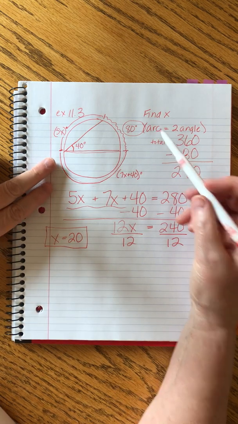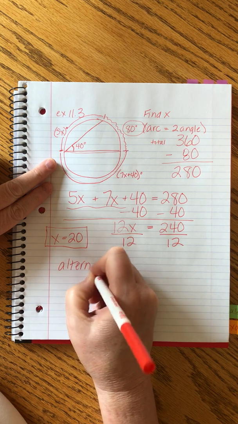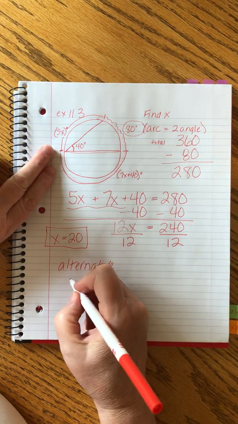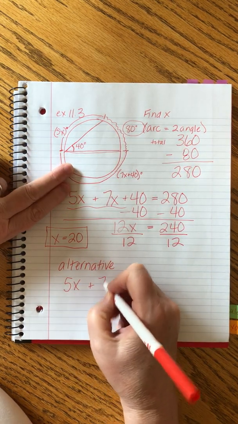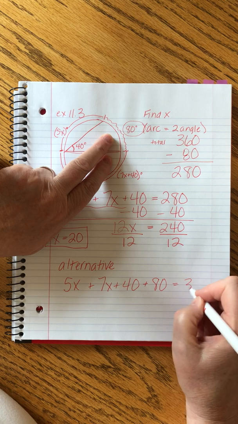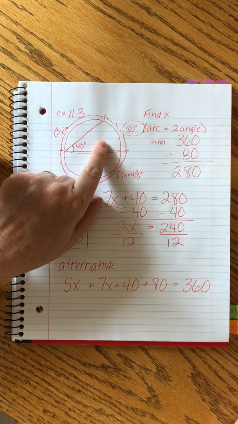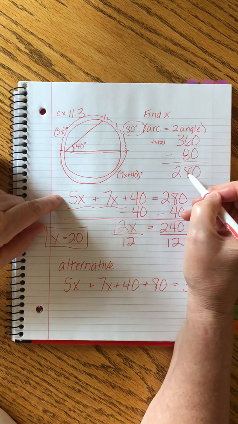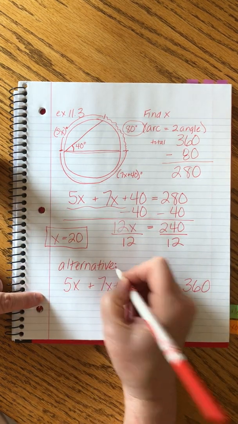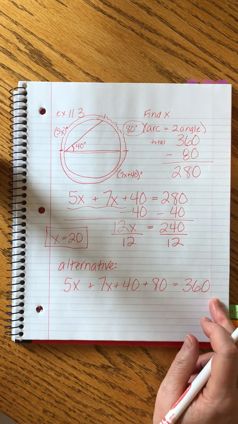Another way that you could set this up, and it might fit better in your brain, is to say, okay, once I know this is 80 degrees, I could say 5x plus 7x plus 40 plus 80, that's the whole circle, right? This is another way to set this up. I mentally subtracted the 80 first and set this equal to the rest of it, but this is another way that your brain might see it better. And we would solve it and get the same answer because we would just subtract the 80 and the 40.